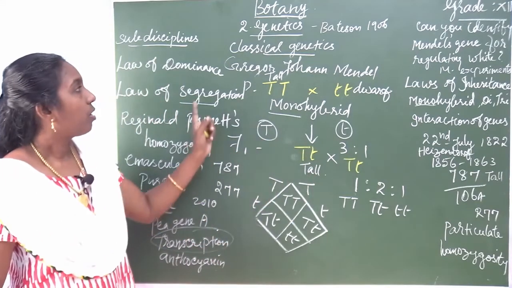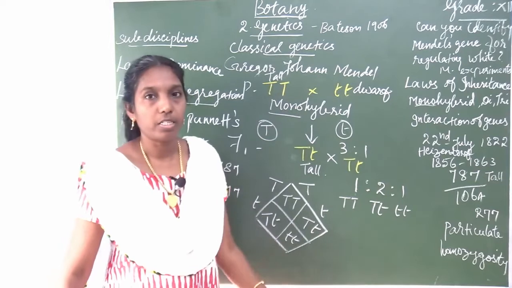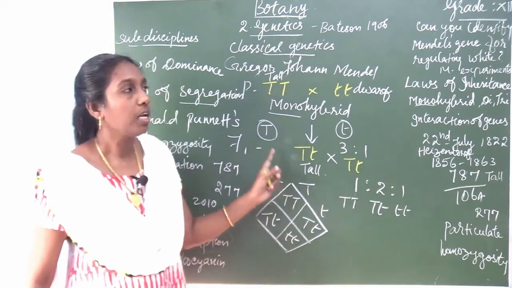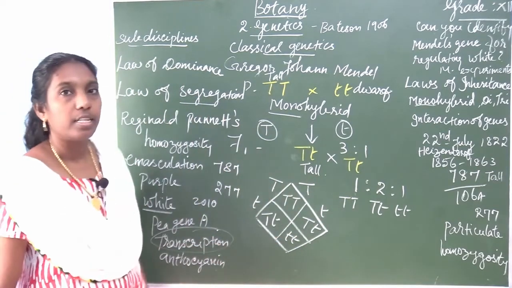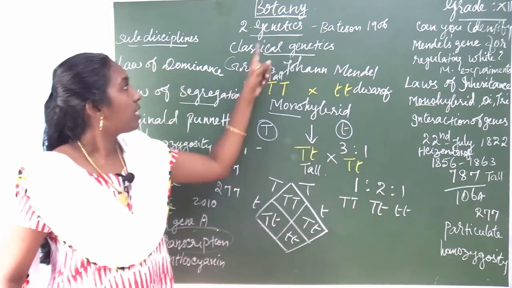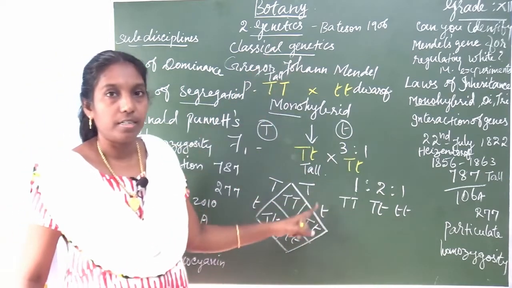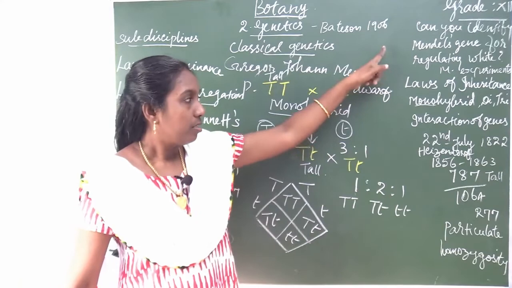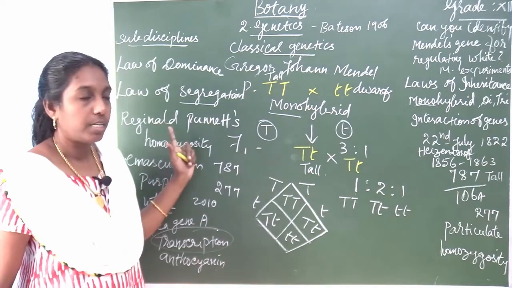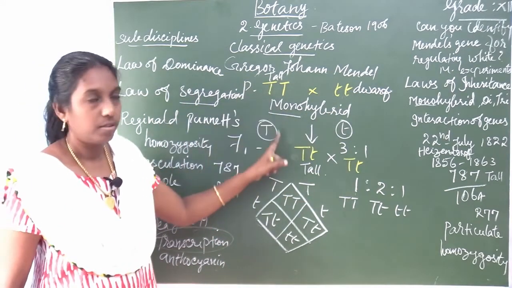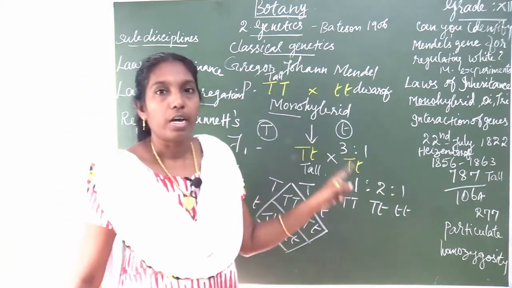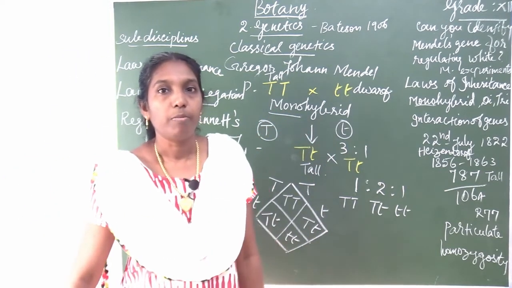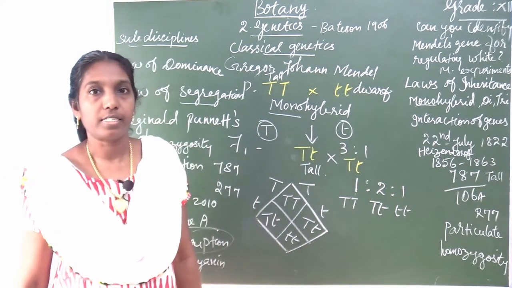So, today you are going to learn this monohybrid cross, a very important 5-mark question, and there are a number of 2-mark questions. All the definitions of genetics and the laws of Mendel are 3-mark questions, and then the monohybrid cross is a 5-mark question. So, complete it before the next class. Thank you.